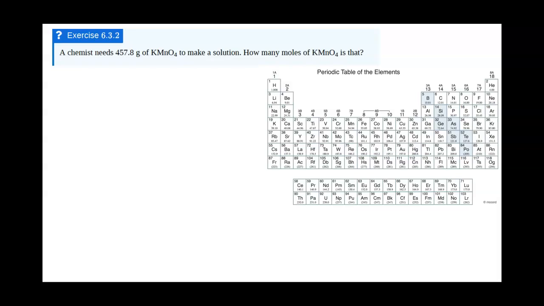Okay. This one is kind of going the other way. It says a chemist needs 457.8 grams of KMnO4 to make a solution. How many moles is that? I recognize that I'm converting grams to moles, and the conversion factor needed to do that is, of course, the molar mass. So I need to add together the masses of the atoms that are in my formula.